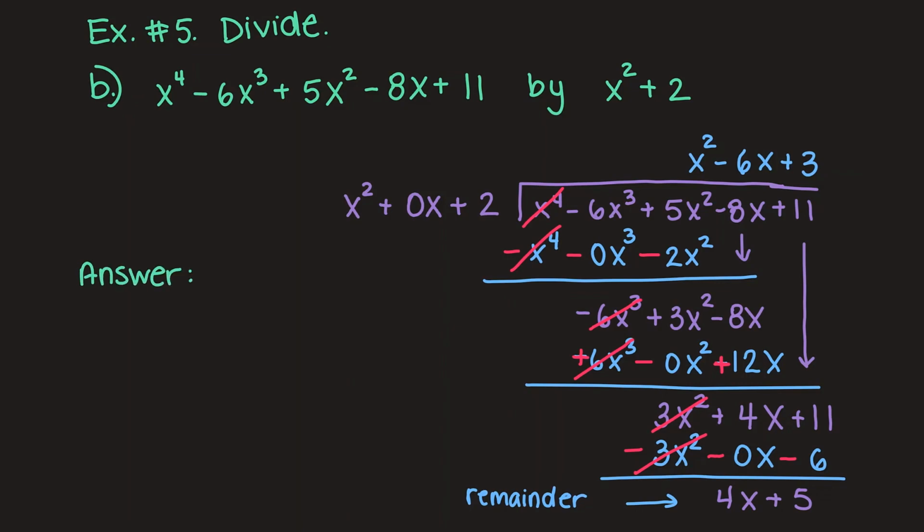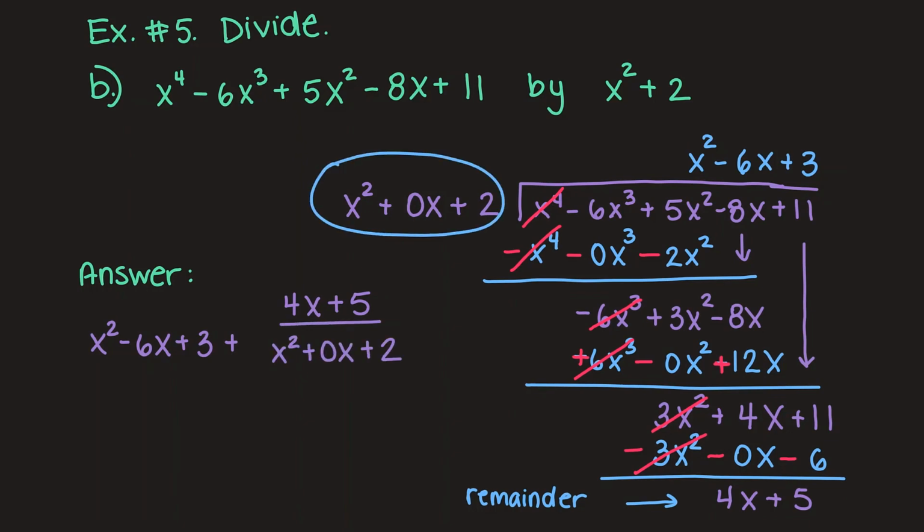So our final answer is our quotient, x squared minus 6x plus 3, plus our remainder, 4x plus 5, over our divisor, x squared plus 0x plus 2, but now we can just rewrite this as x squared plus 2.